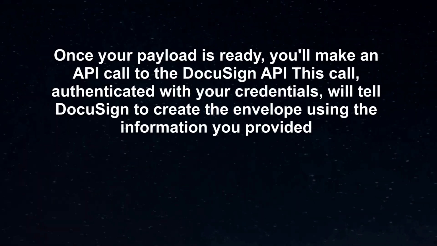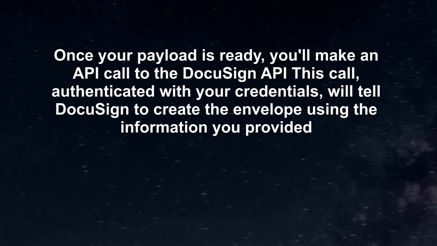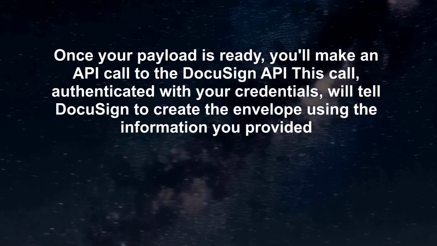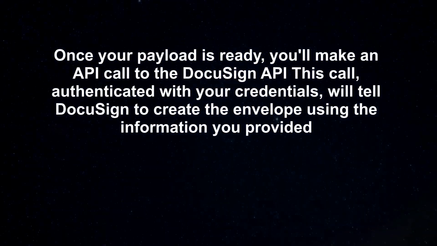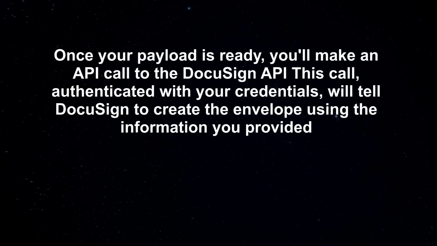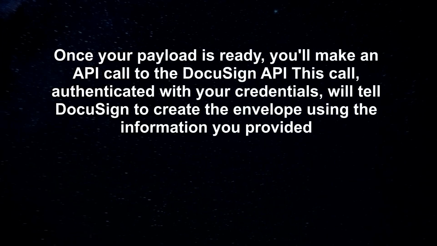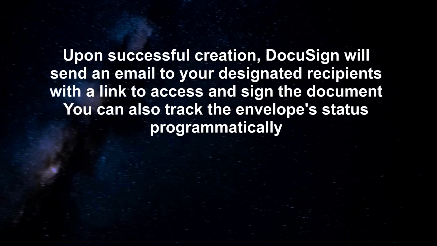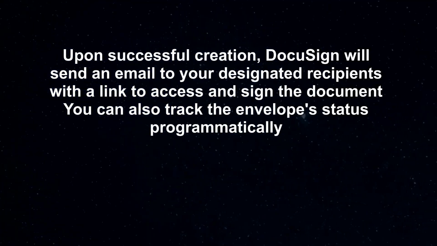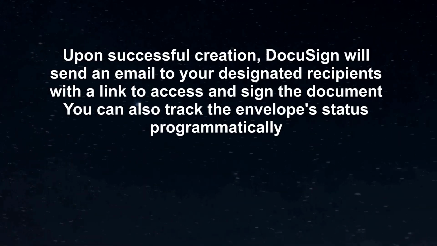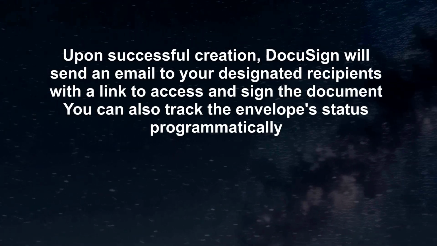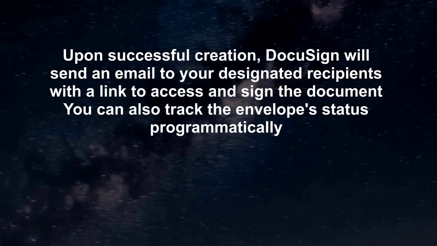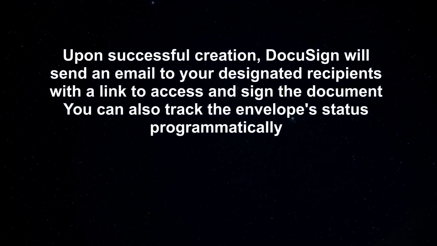Once your payload is ready, you'll make an API call to the DocuSign API. This call, authenticated with your credentials, will tell DocuSign to create the envelope using the information you provided. Upon successful creation, DocuSign will send an email to your designated recipients with a link to access and sign the document. You can also track the envelope's status programmatically.